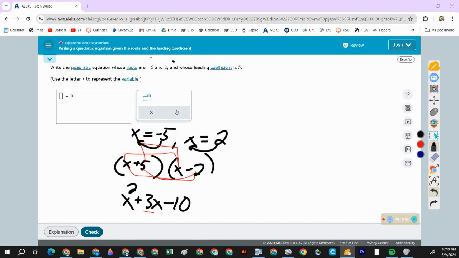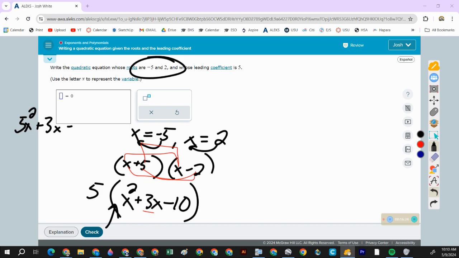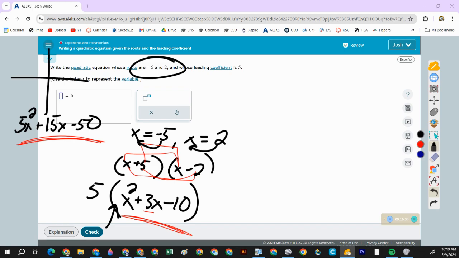So that equation hits the x-axis in those two places, but I want an equation whose leading coefficient is a 5. So I want a 5 right there, which means I just times the entire equation by 5. 5x squared plus 15x minus 50. Now, what is the difference between this equation and that equation? Well, the original one hits at -5 and at 2. But so does the new equation. It's just 5 times taller. So the new equation would look something like this.